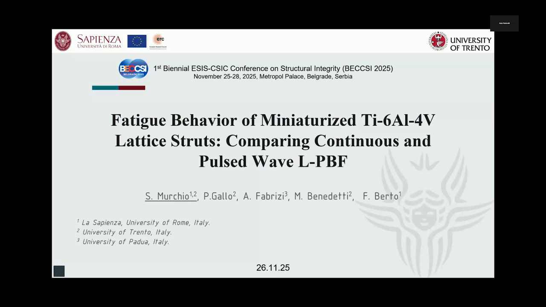We are all dealing more or less with the same kind of topic, which is fatigue of miniaturized lattice specimens, the work that has been presented before by Raffaele, as well as in the first presentation of today.